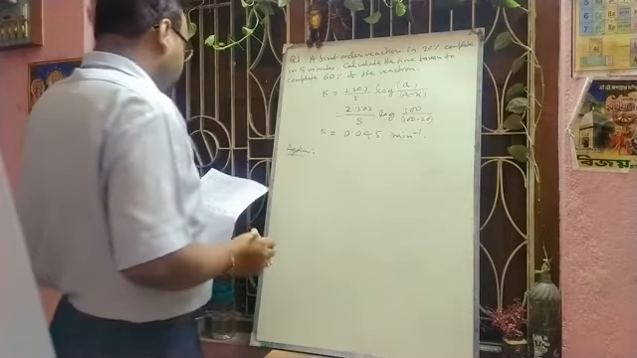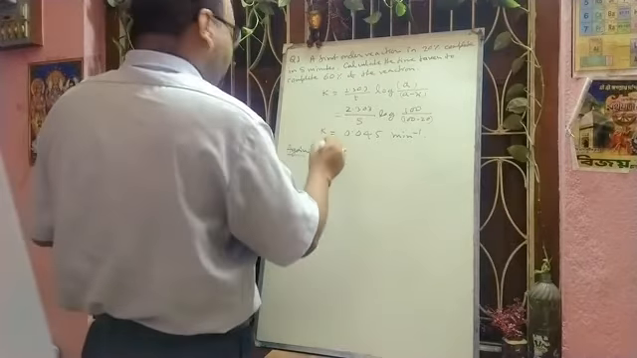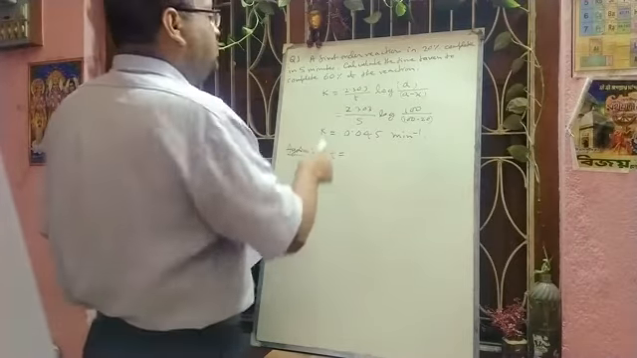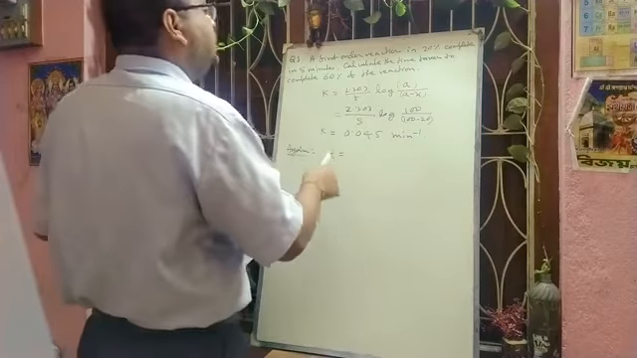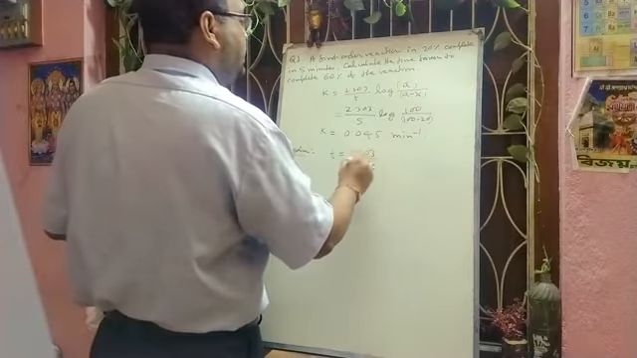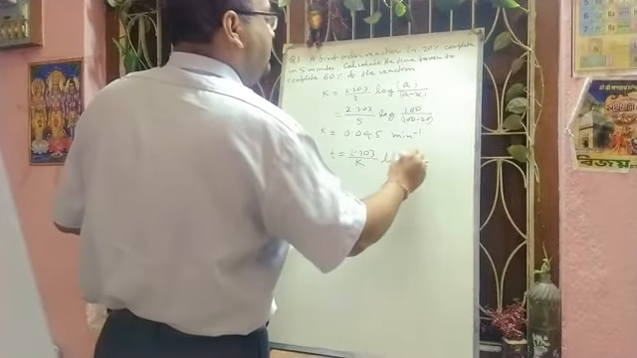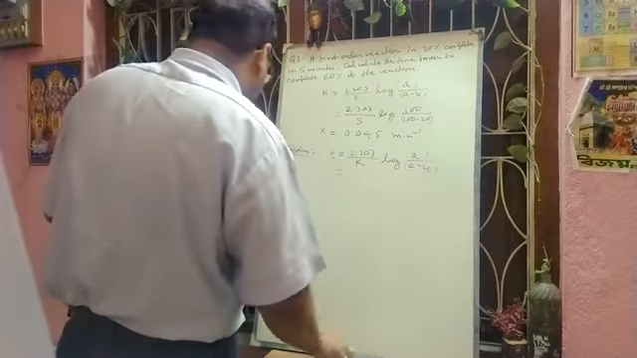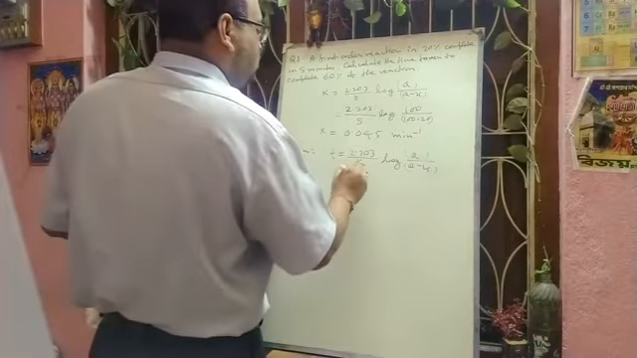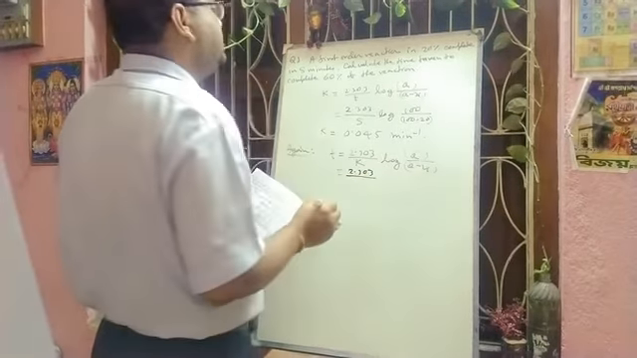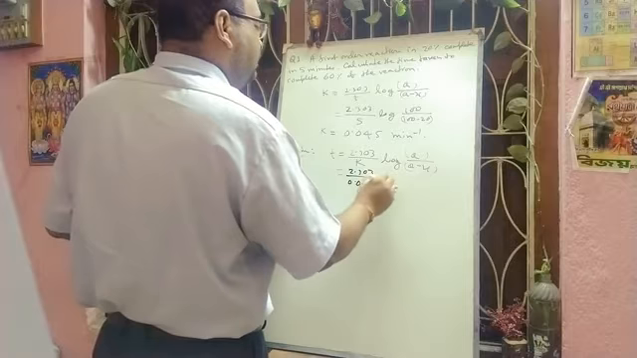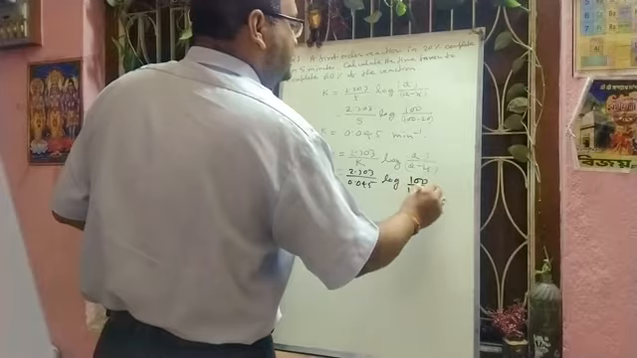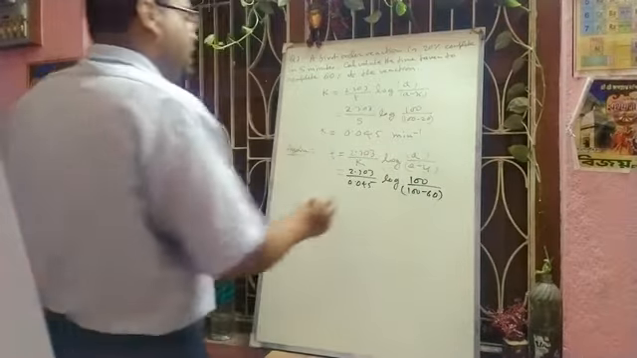Again, from the other information given, we have to find the time taken to complete 60% of the reaction. So we know the value of K. Now we will write t is equal to 2.303 divided by K, log a by a minus x. Here we put the value of K: 2.303 divided by 0.045, into log of 100 divided by 100 minus 60, as 60% is complete. Okay, so from here you will get the value.